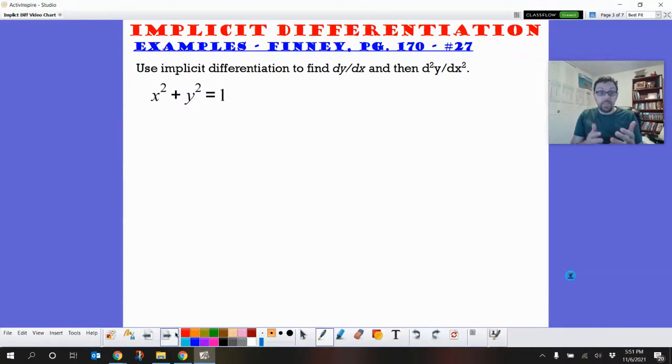We want to implicitly differentiate this thing. And we've got d squared y over dx squared. That means we're going to find the second derivative of this as well. So you can see x and y are not on separate sides. They're mixed together. So we're going to find the derivative of each term. And what helps, especially when you're first doing this, is to actually write out, okay, I want to find the derivative of that x squared.